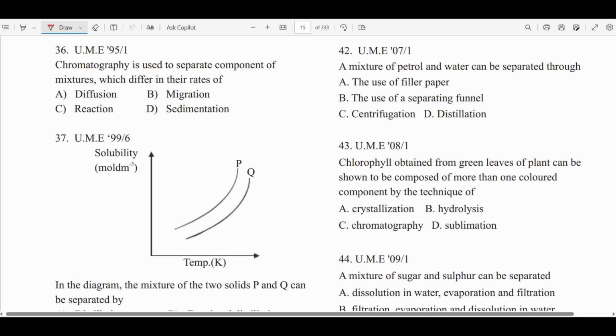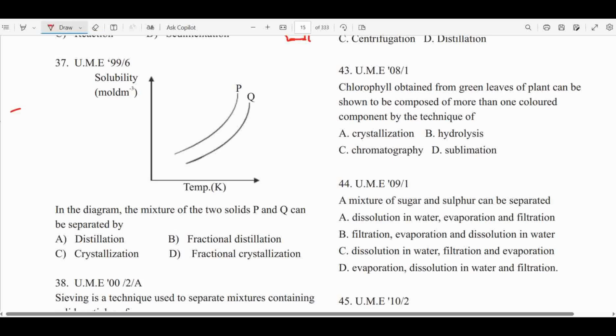Question 36. Chromatography is used to separate components of mixtures which differ in their rates of migration. Of course, you remember that in chromatography, the components move at different rates over an adsorbent medium. For example, in paper chromatography, you have the chromatography paper, and the different components in the mixture move up at different rates. So their rates of movement over this adsorbent medium are different, and that is the principle for separation of mixtures using chromatography. So the answer will be B.